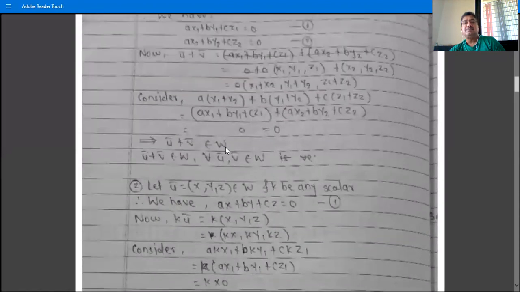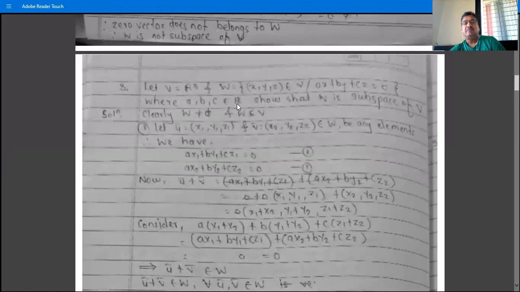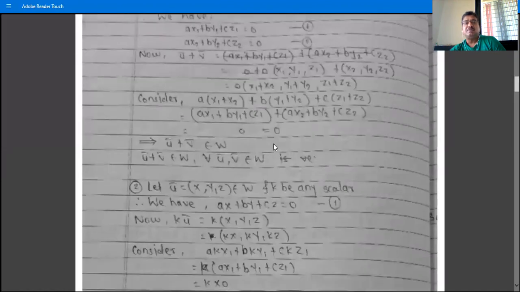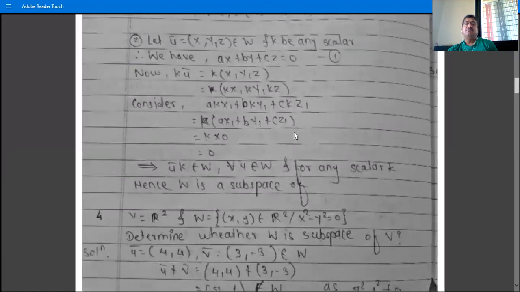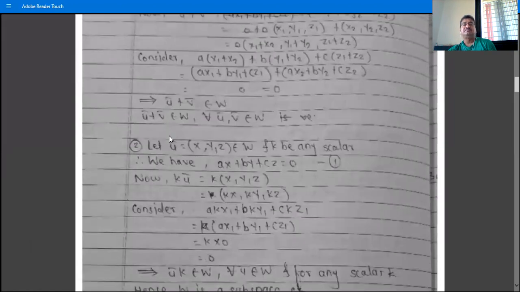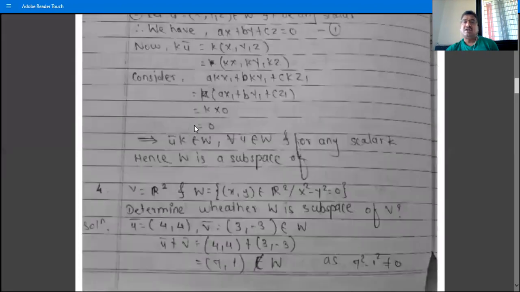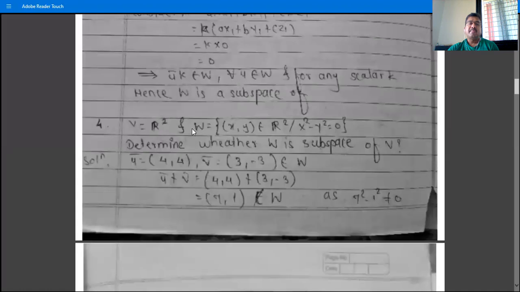Because W satisfies the two conditions: W is non-empty, W is a subset, and W satisfies these two conditions of a subspace. And therefore W is a subspace of vector space V = R. So this is the generalization of the previous example.